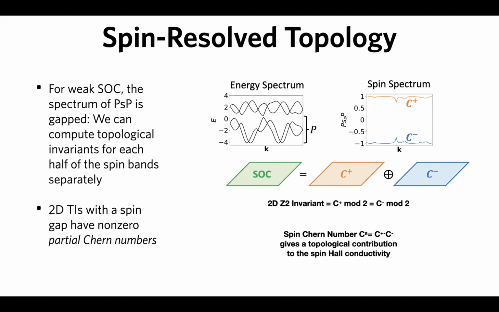So what we can do for a 2D topological insulator, even with spin orbit coupling, is we can focus on the states with, say, mostly negative spin, compute their Chern number, which gives us something we'll call C-. You can do the same for the states of C+. And the 2D Z2 invariant is actually given by either of these mod 2. They're actually equal and opposite if you have time reversal symmetry. Their difference defines what's called the spin Chern number. And if spin is conserved, the spin Chern number gives the quantized contribution to the spin Hall effect.